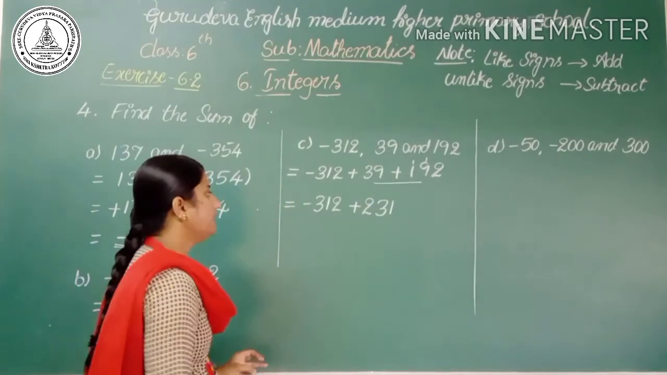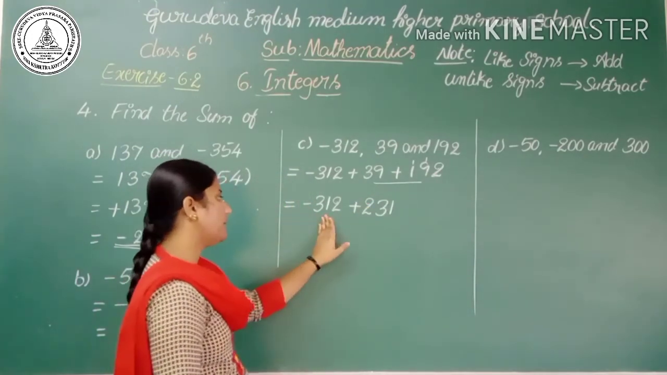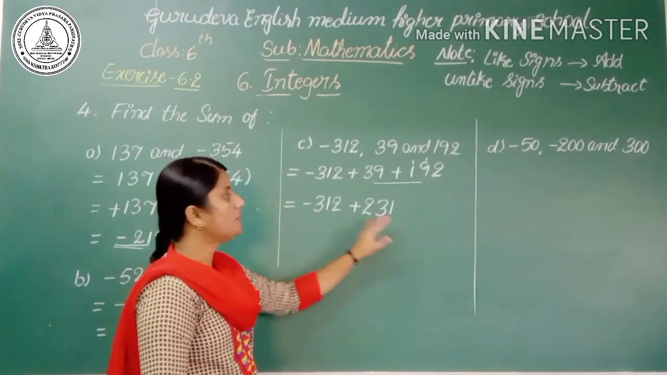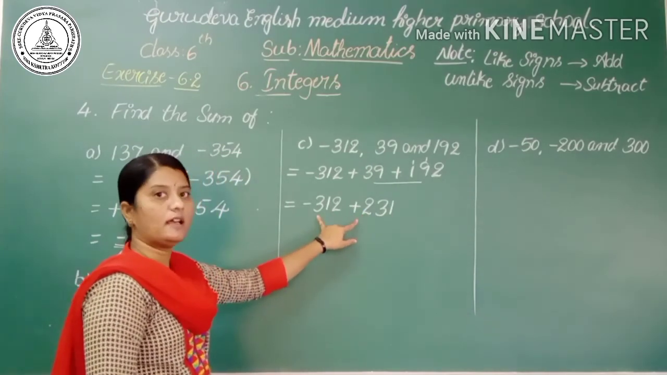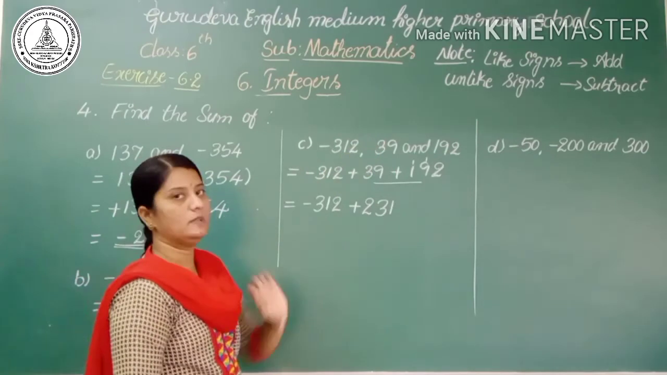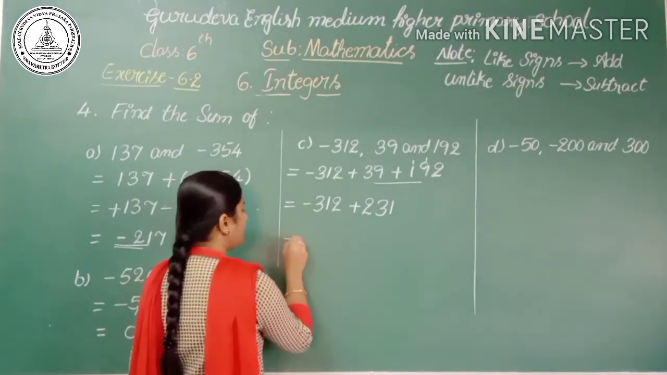Okay, then see here, minus 312 plus 231. These two numbers have unlike signs, so we have to subtract.